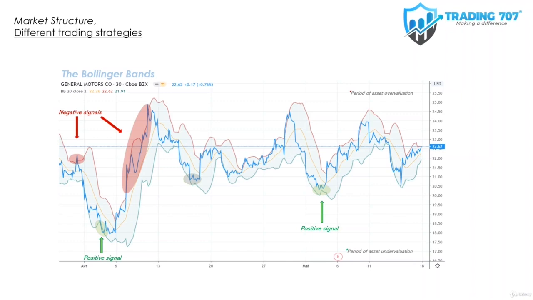Finally, on April 5, we note at the same time the crossing of the price with the lower support band and the narrowing of the Bollinger Bands. This can be seen as a positive signal. Indeed, this signal is confirmed from April 6 with a market rebound, an upward correction of the price.